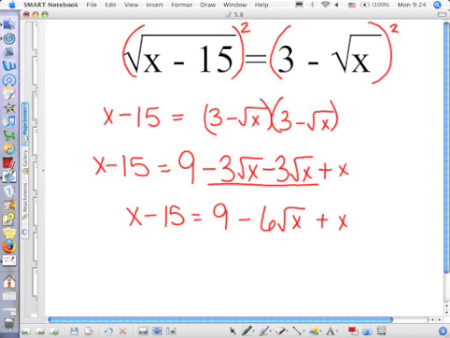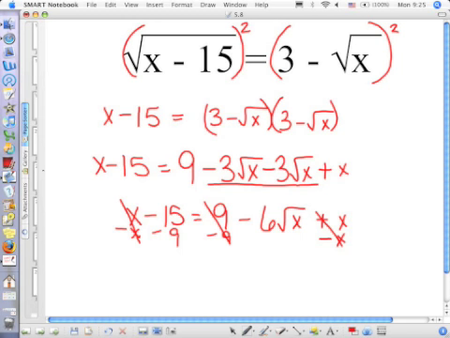So guess what? Now I'm going to try to isolate that radical. Which means I got to get rid of 9, I got to get rid of x, and I got to get rid of times -6. All right, well, let's start with 9. How do I get rid of 9? I subtract it from both sides. All right, let's look at x. How do I get rid of this? Subtract it from both sides. Oh, well, look, it just gets rid of it completely.